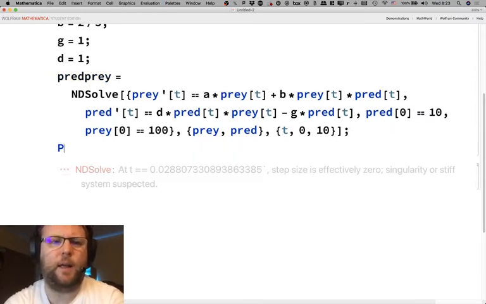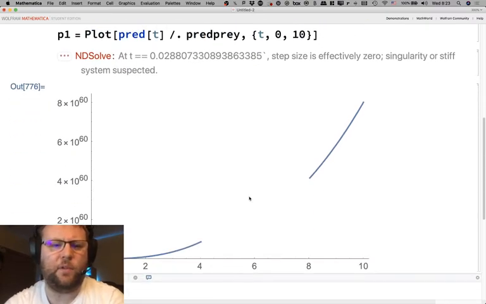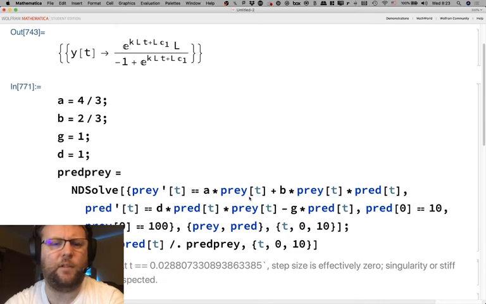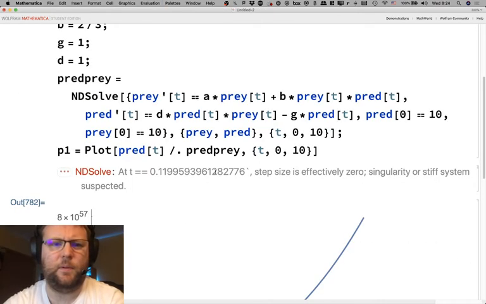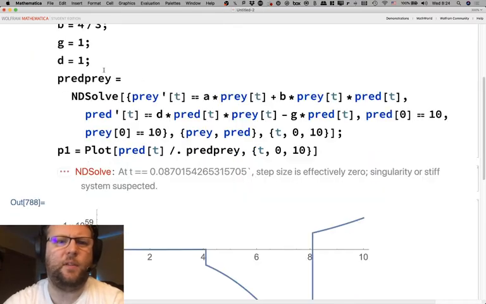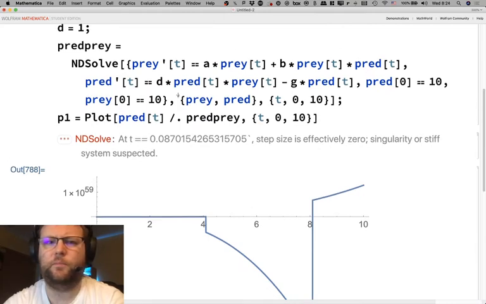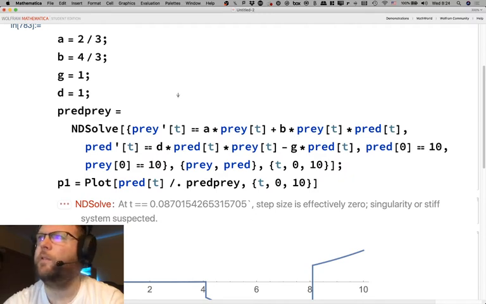Then I want to plot the predators of t, with the slash dot, and t from 0 to 10. Okay, so we have some sort of exponential growth going on. That means that the constants are poorly chosen. Let me go back to these. Oh, okay, so this is totally screwed up. Why is this all screwed up?